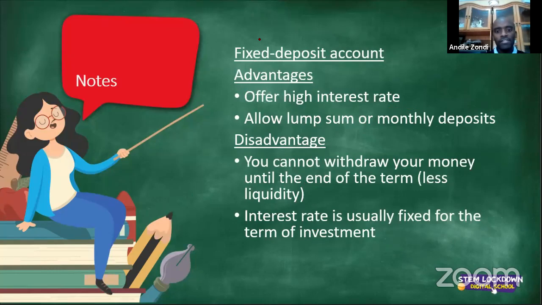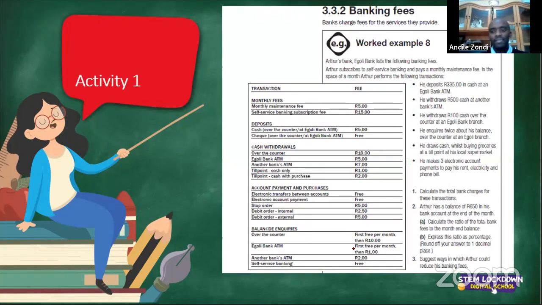Disadvantages of a fixed deposit: you cannot withdraw your money until the end of the term, right? That's why I said it's less liquid. Interest rate is usually fixed for the term of investment. So if they give you 10%, usually it will be 10% throughout, right? Usually.